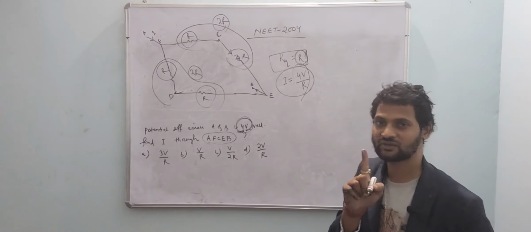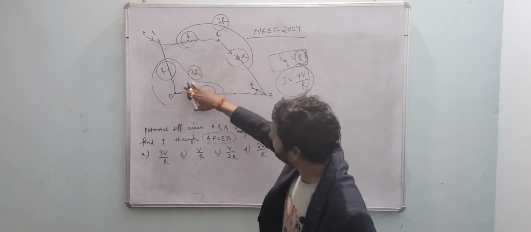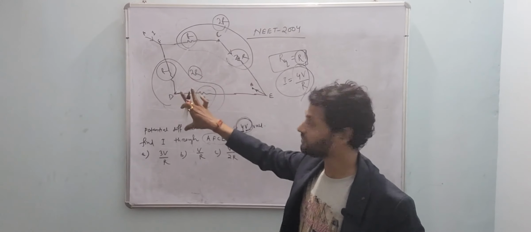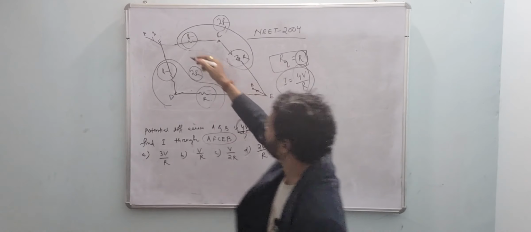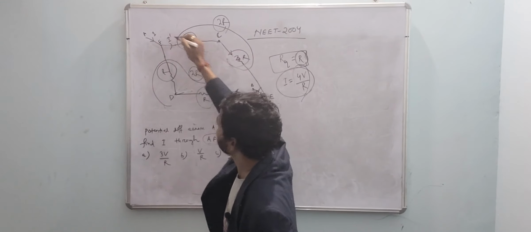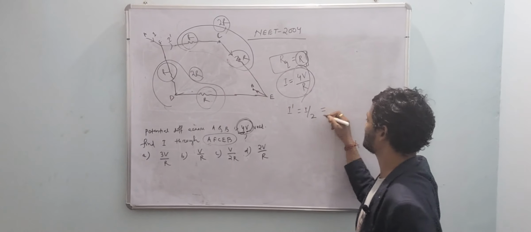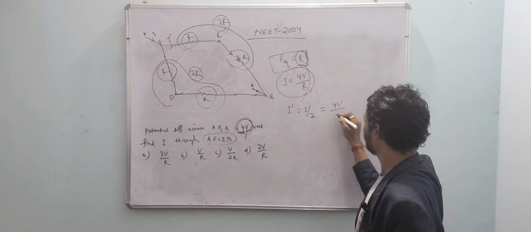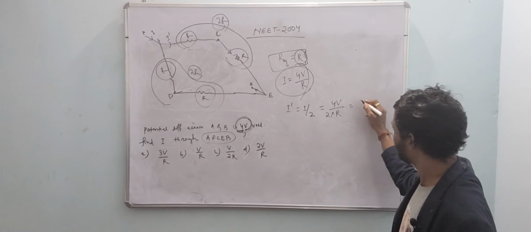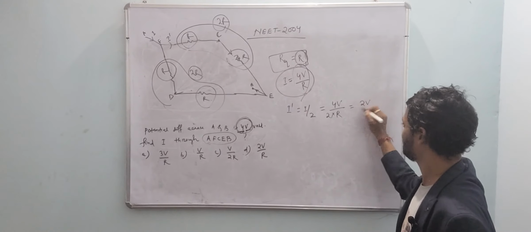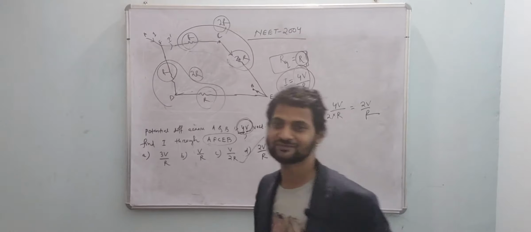But your question is different. Your question is you have to find out the current through this branch. Since both the resistances are the same and both are connected in parallel, the supply current will be equally divided. So let this current be I dash. So the current I dash will be I by 2. It will just be equally divided. Then 4V upon R into 1 by 2. So your answer will be 2V upon R. I think it is option number D. I hope you understand.